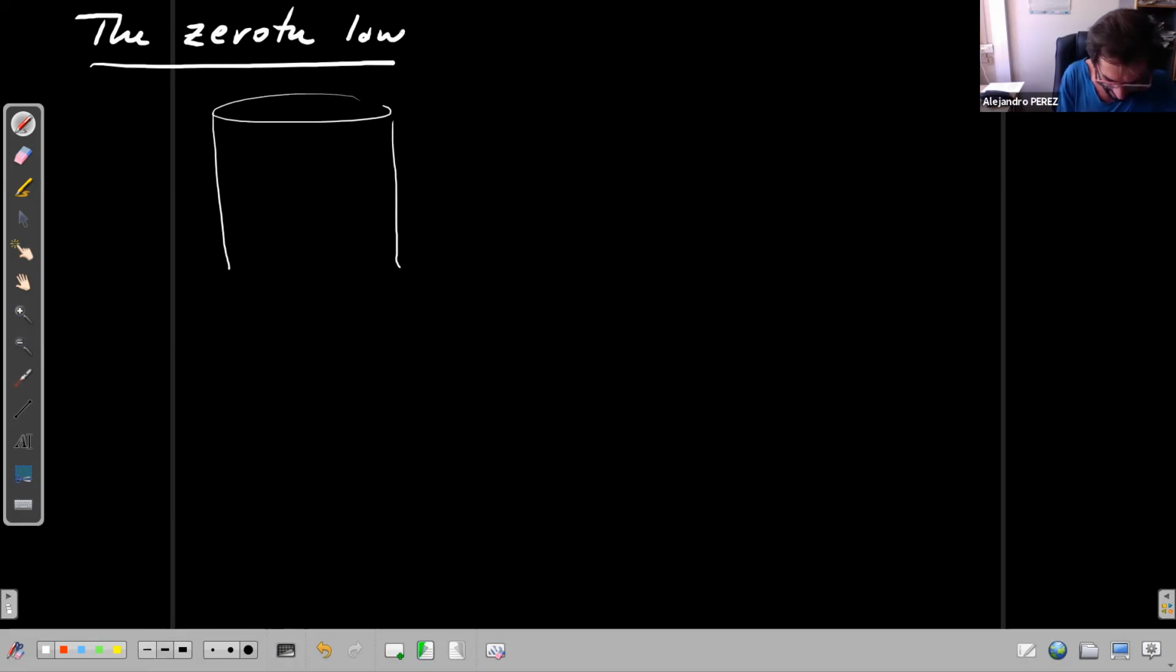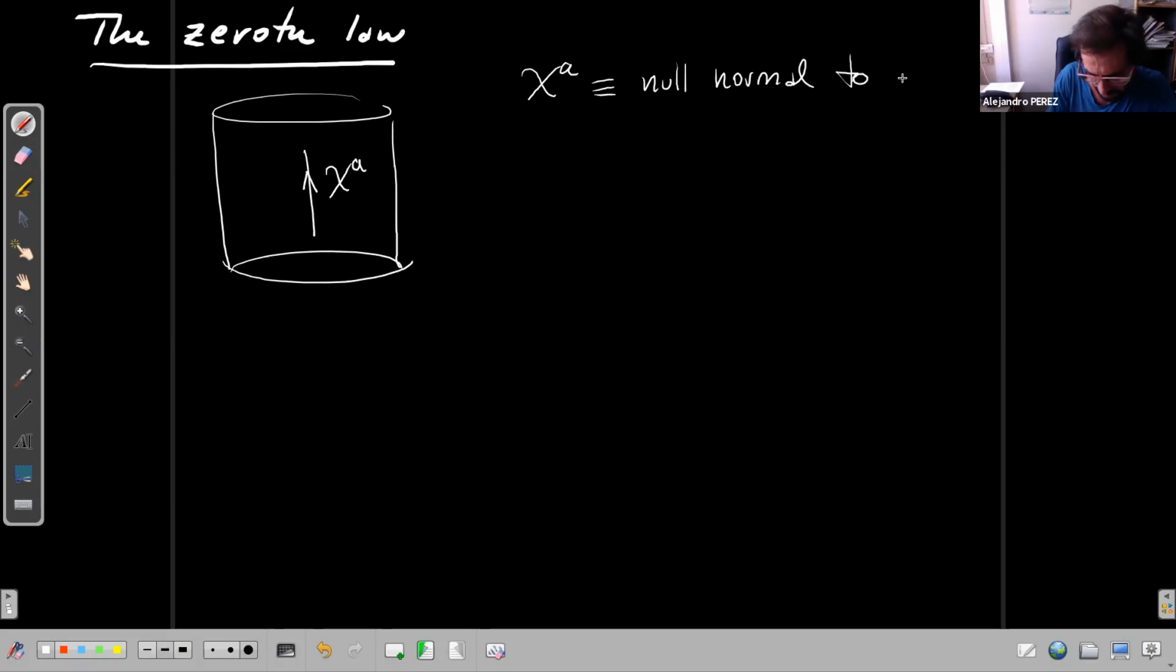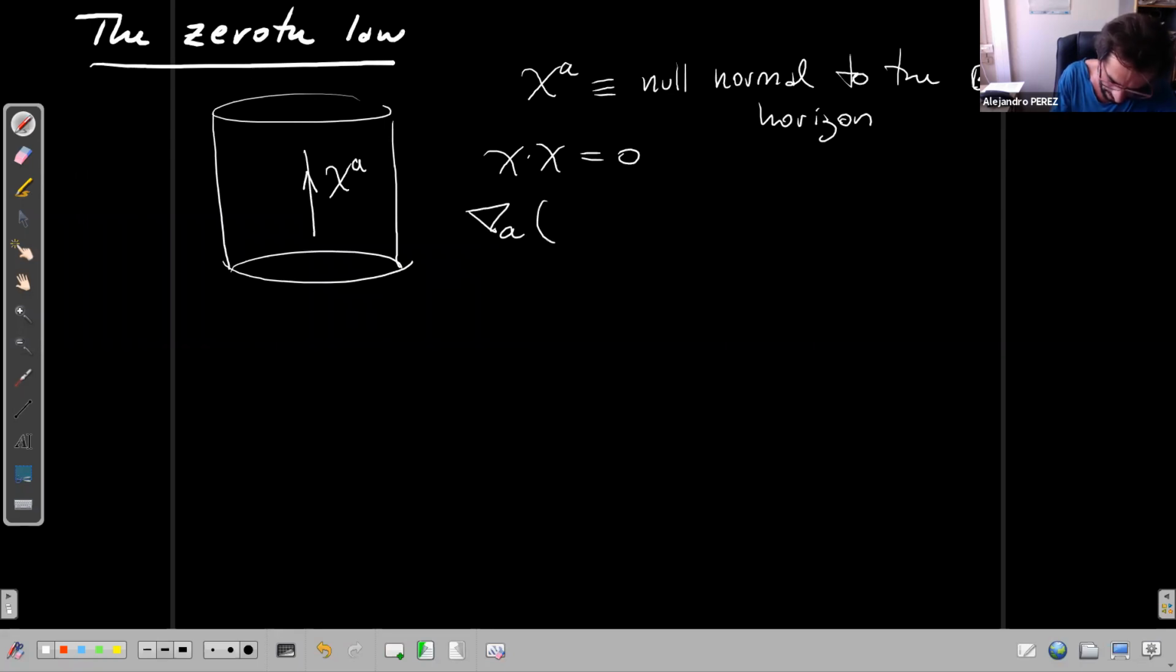So we have our horizon and the generator of the horizon, that is chi^A. So chi^A is the null normal to the black hole horizon. So chi^2 is equal to 0 and constant all the way on the horizon. Because this function is constant, it must happen that the gradient of this function be proportional to the normal to the surface where this function is constant.